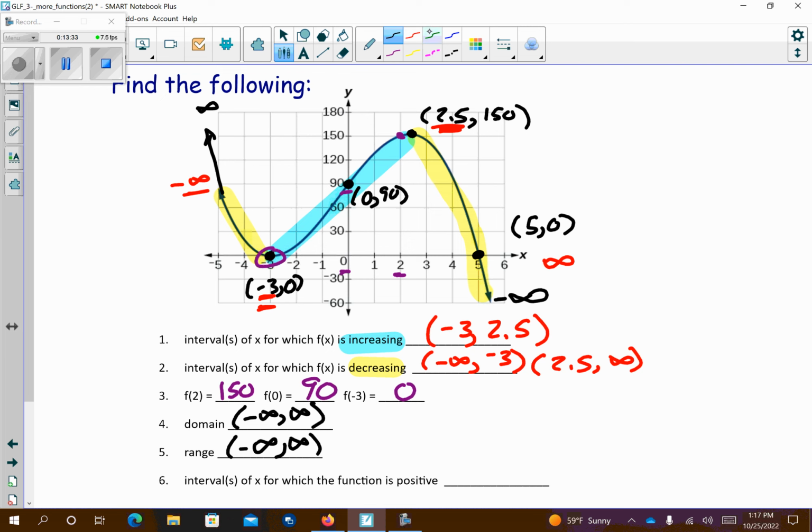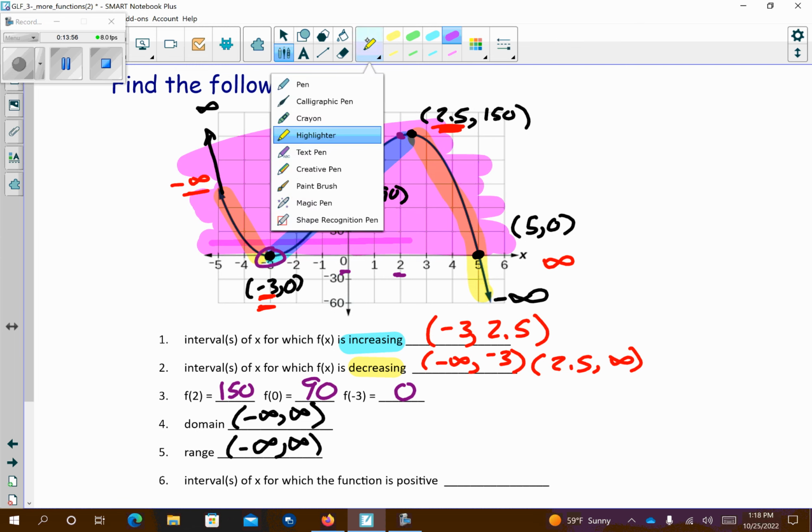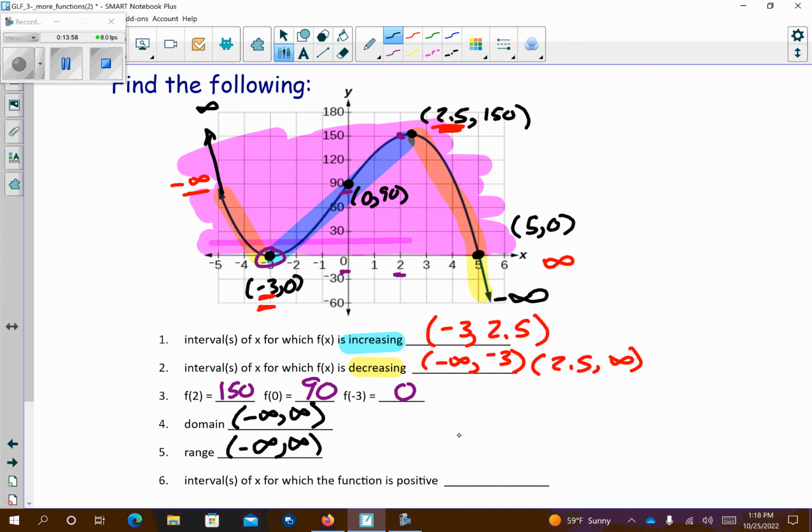So our range is going to go from negative to positive infinity as well. The intervals where this graph is positive, this is a little trickier. Remember, positive means it's above the x-axis. Let's make that a little bit darker. So above the x-axis. So all above here. But we can't have exactly on the x-axis as positive because that's 0. So we're going to list where this interval is positive.